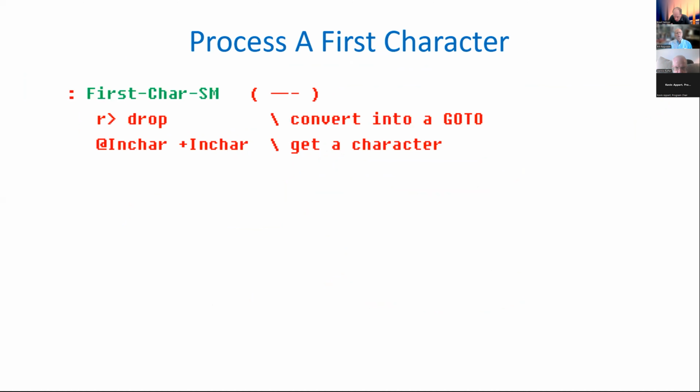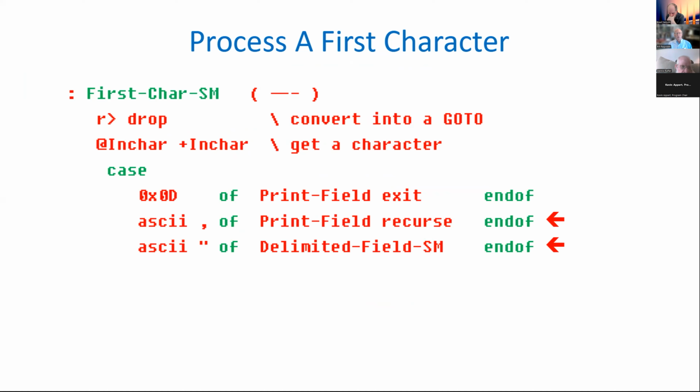So we'll do a quick review of that, processing the first character. Again, remember the from our drop removes the return path. We get the input character. We run through the case statements, and we'll either get an exit on a 0D, we'll get a recursion to a new field with a comma, and a double quote will give us a delimited field. The recursion on a comma means it's really an empty field. If our very first character is a comma, it means this field is empty, so it will be reported as such.